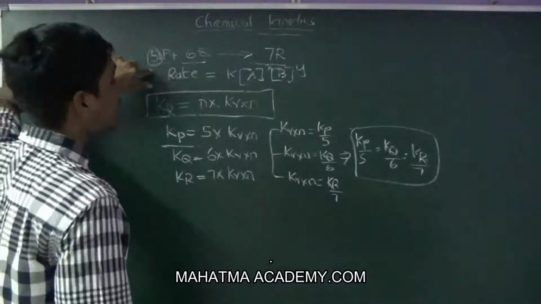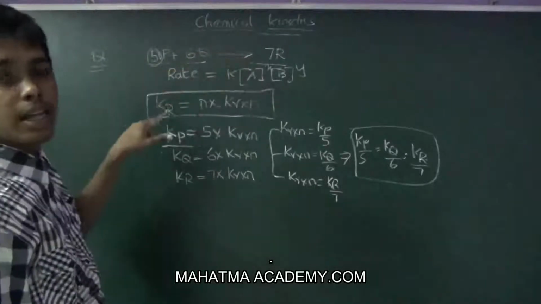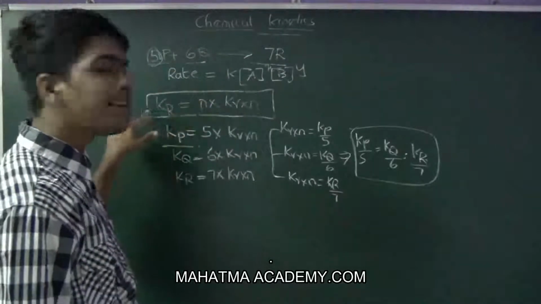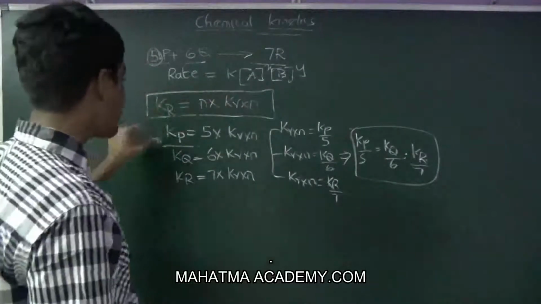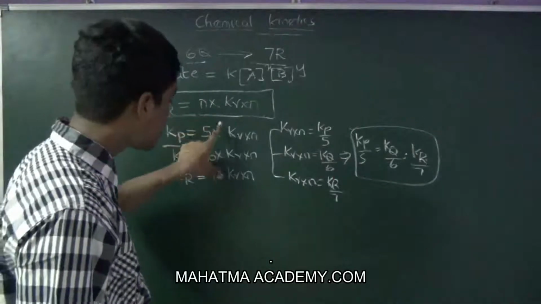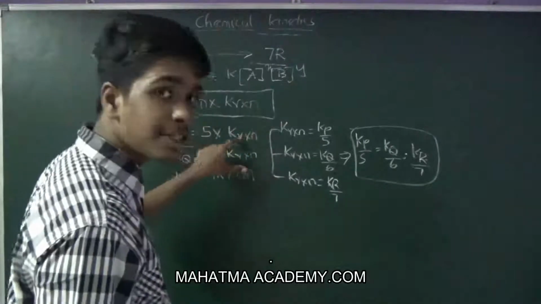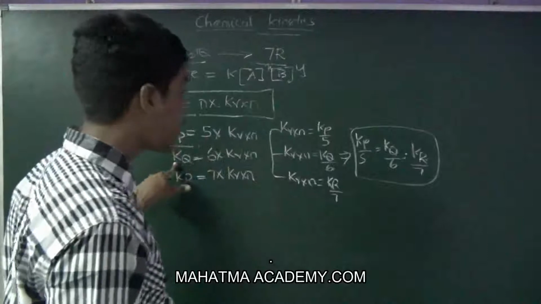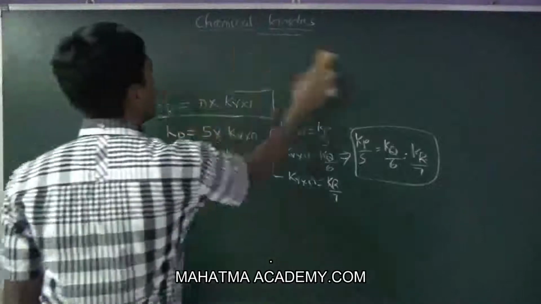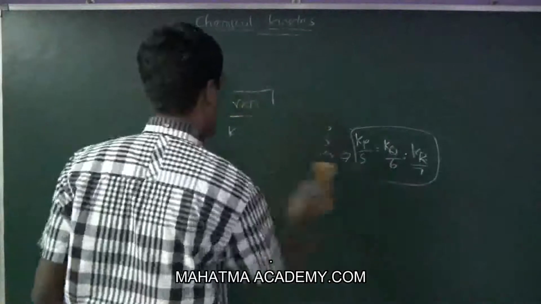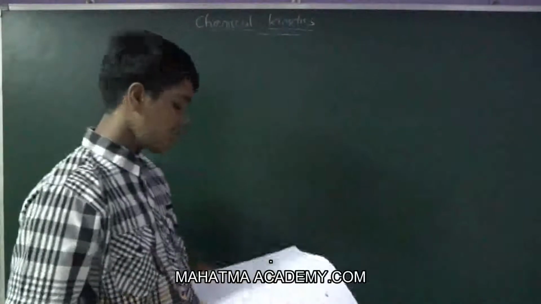Now I will explain this. As a reaction, 5P plus 6Q is equal to 7R, and this is the rate constant, and the rate constant K is equal to n into K of reaction. Now the Kp, Kq, Kr are from the above. So we get K reaction is equal to Kp by 5, Kq by 6, Kr by 7. We equate these three. Now the next question.